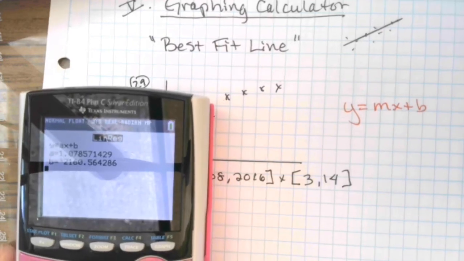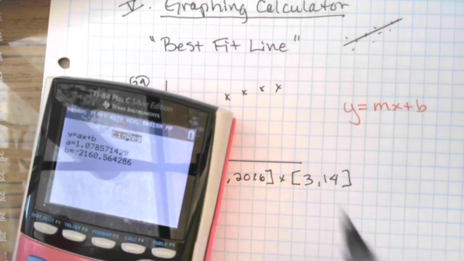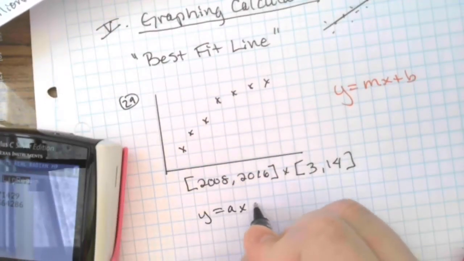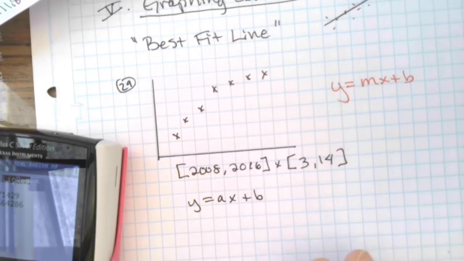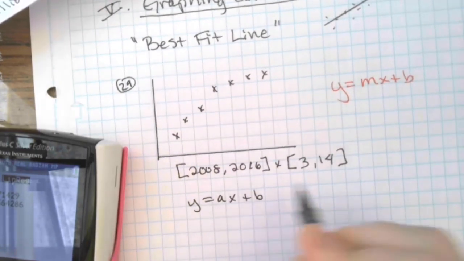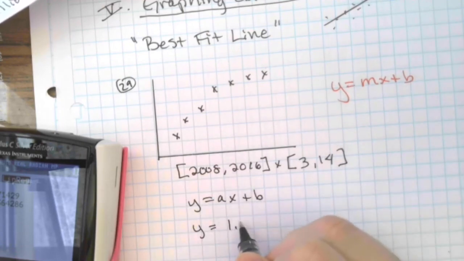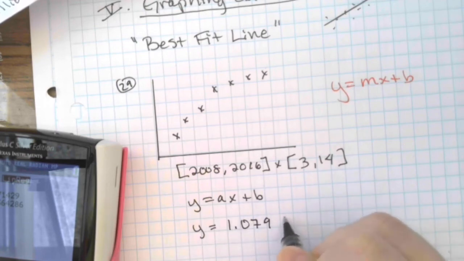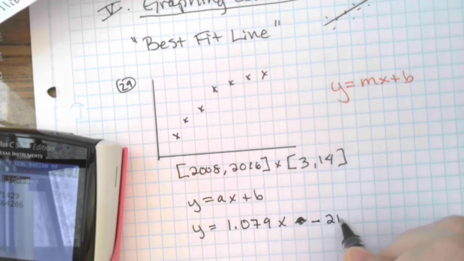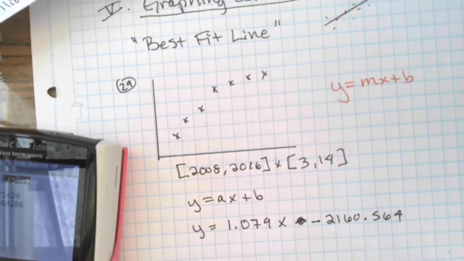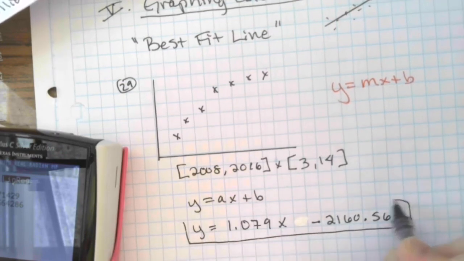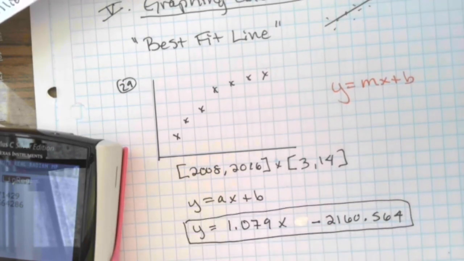So what it's going to do is it's going to give you the generic equation at the top, which in this case is y equals ax plus b. Why they don't use m, I don't know. And then they're going to tell you what a and b are. So a in this case is 1 point, and you want to give it a few decimal places, 0.079x, plus I'm going to round the b. Oh, it's not plus, it's minus 2160.564. So that is the equation of a best fit line, much more accurate than you could do on your own.